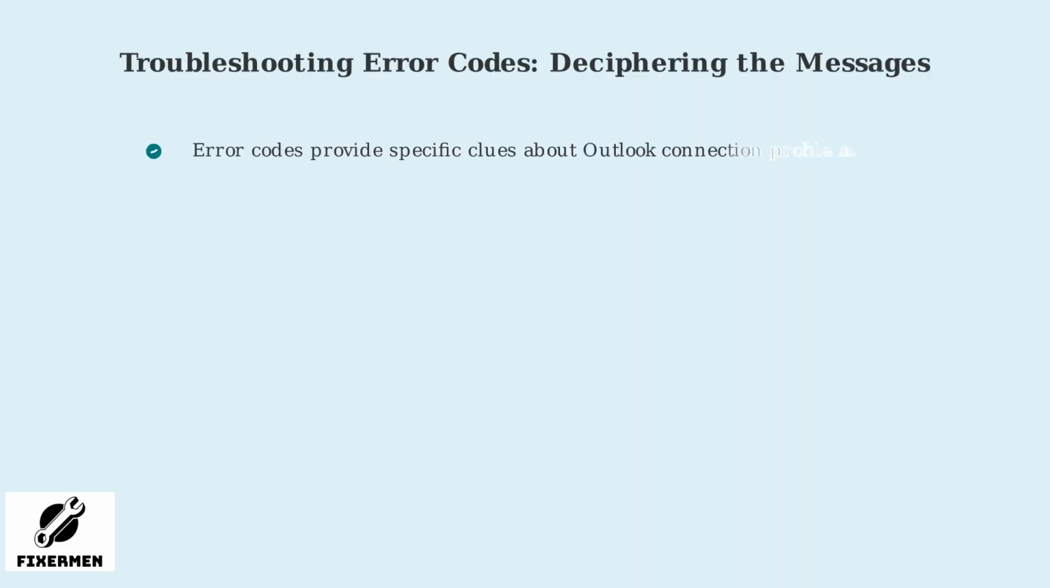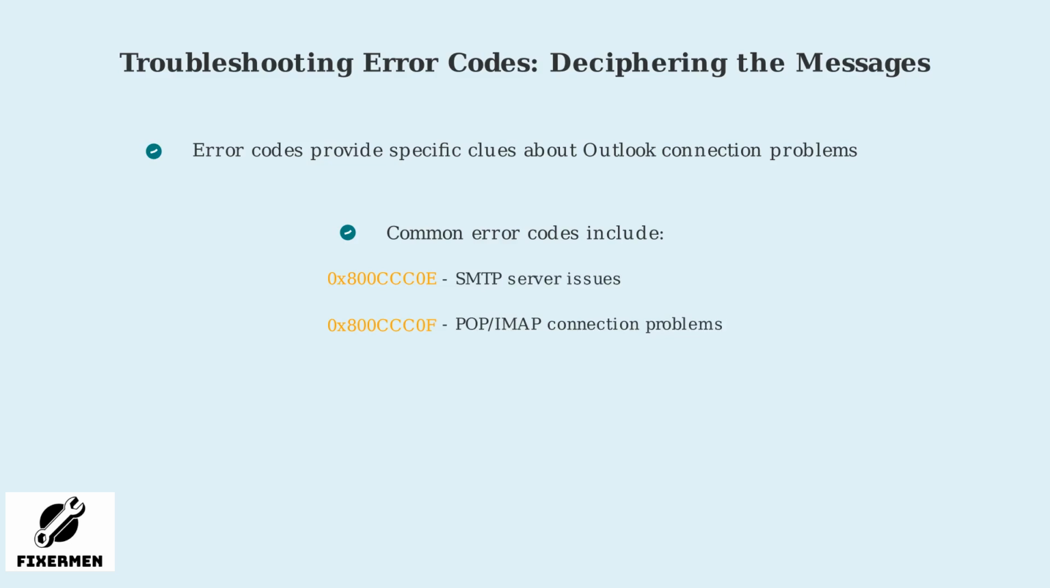Error codes in Outlook provide specific clues about what might be causing connection problems. These hexadecimal numbers help identify whether the issue relates to sending emails, receiving emails, or other connectivity aspects. Two common error codes include 0x800CCZE, which typically indicates problems with the SMTP server used for sending emails, and 0x800CZ0F, which points to issues with POP or IMAP protocols for receiving emails. When you encounter these codes, search for them on Microsoft's support website to find detailed troubleshooting steps and solutions specific to your situation.